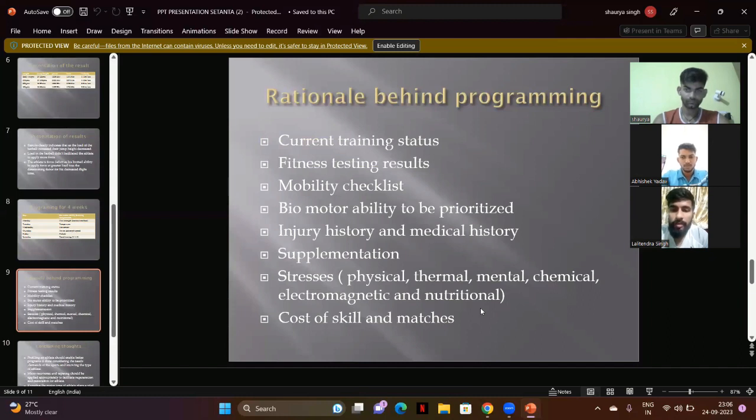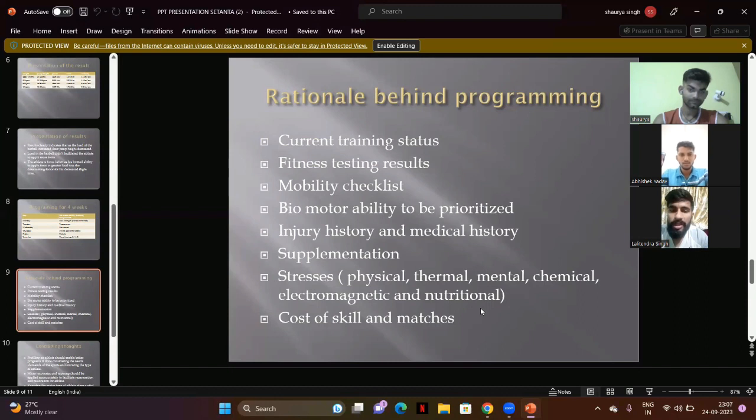The third one is very important. That is the mobility checklist. How mobile are his joints? Is there any deficit in his mobility or not? The fourth is the biomotor abilities to be prioritized. That means which biomotor ability I'm going to prioritize in which block. That is going to be the main component in the program design. The fifth one will be the injury history and medical history. So does he have any injury history or any medical history previously? That will also be considered while making the program.